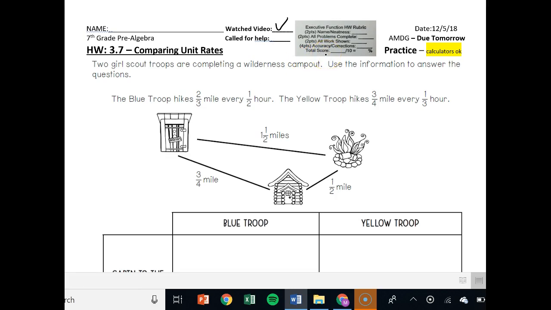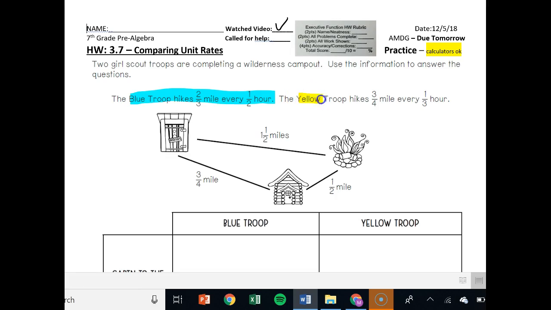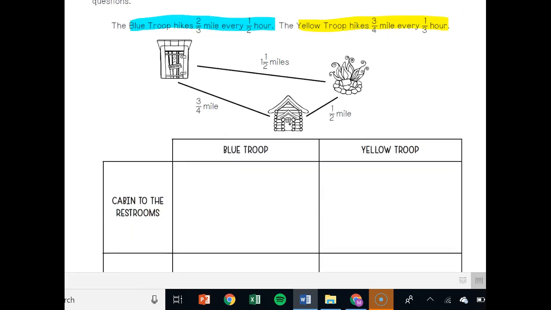We've got two Girl Scout troops completing a wilderness camp out. Use the information to answer the questions. We have the blue troop, which hikes 2/3 of a mile every half hour, and the yellow troop, which hikes 3/4 of a mile every 1/3 of an hour. So we have two different rates going on there.